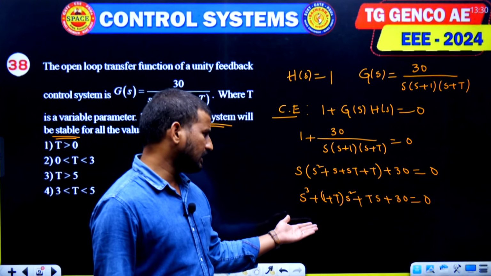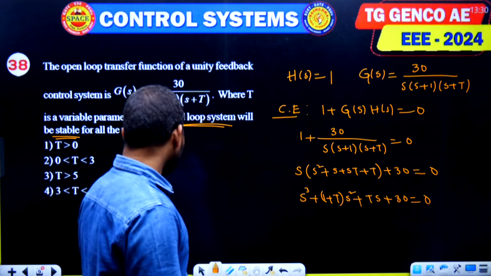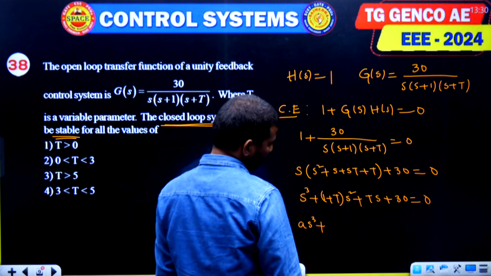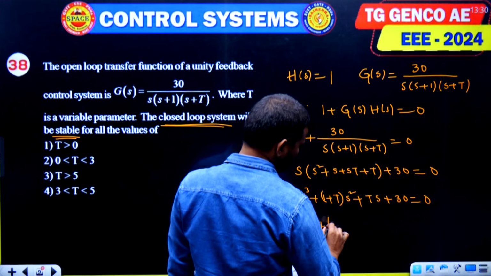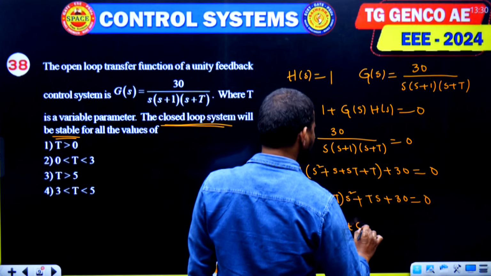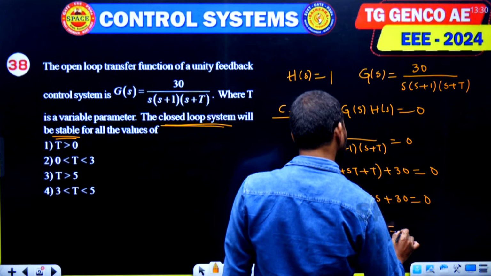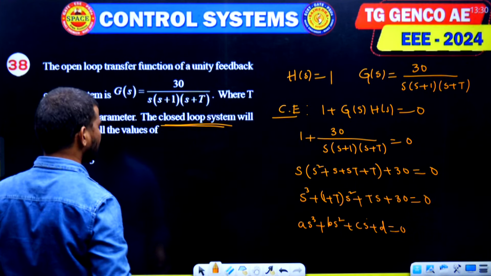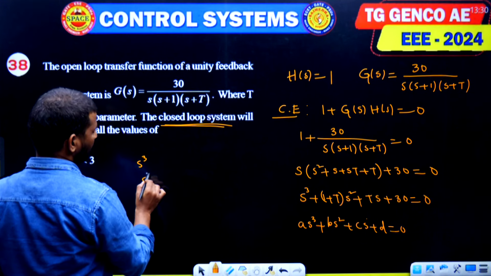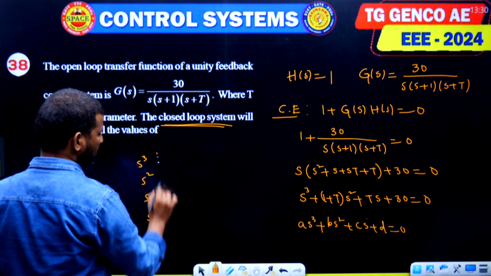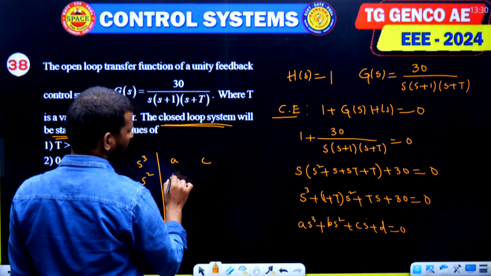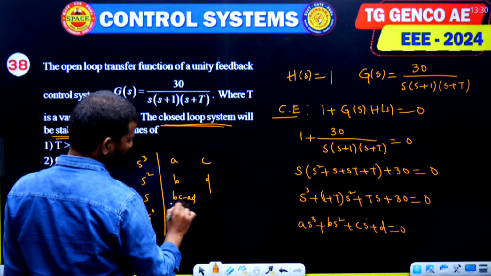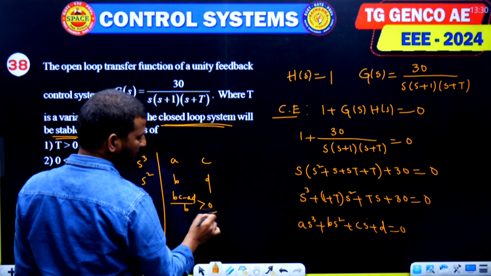This is approximately or nearby our standard form. That is, we have a standard form, that is a cubic equation, a s cube plus b s square plus c s plus d is equal to 0. When we take the RH criterion, we write s cube, s square, s and s power 0, and definitely we are going to write A, C, 0 and B, D, 0, and this value BC minus AD by B must always be greater than 0.